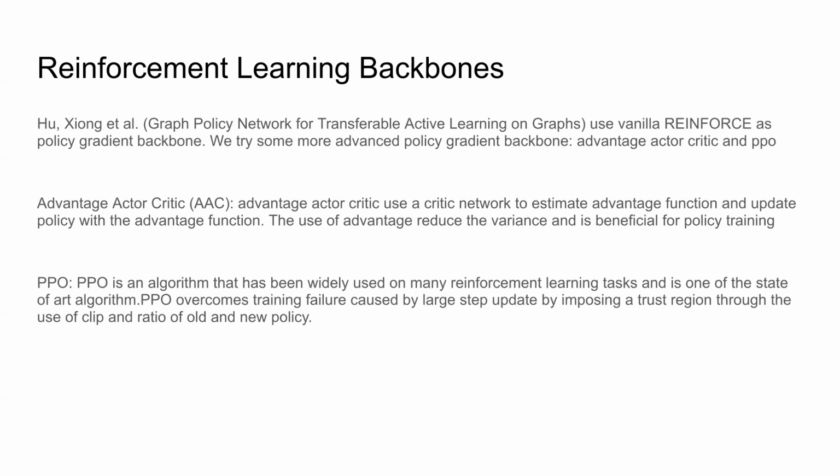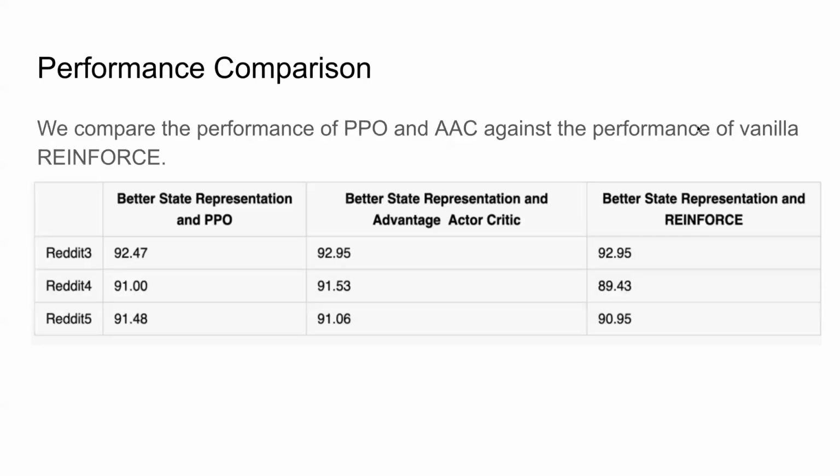PPO is an algorithm that has been widely used on many reinforcement learning tasks and is one of the state-of-the-art algorithms. PPO overcomes training failure caused by large step updates by imposing a trust region through the use of clipping and the ratio of old and new policy. Here is a comparison in performance between PPO, AAC, and vanilla REINFORCE.